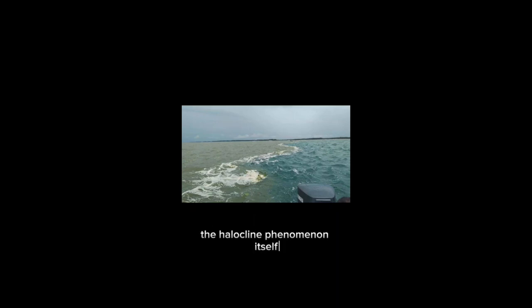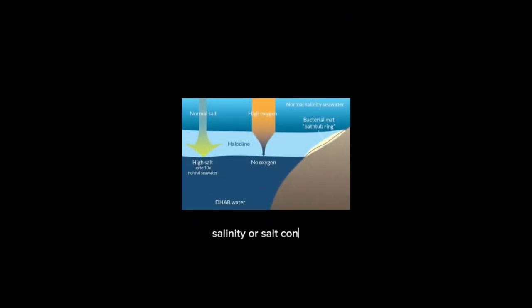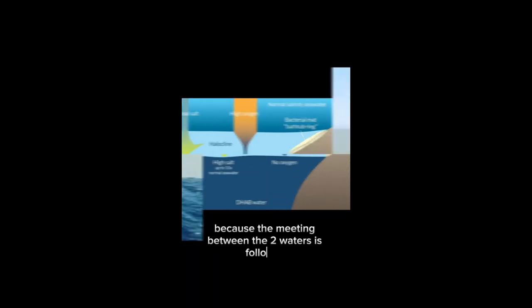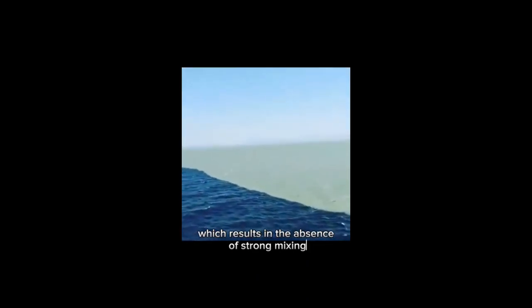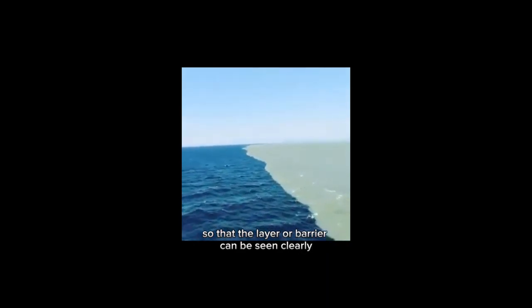The halocline phenomenon itself can occur due to differences in density, salinity, or salt content vertically, and density that are significant enough between water to cause the two waters to separate as if there is a barrier wall between them. The barrier itself can be seen because the meeting between the two waters is followed by a fairly weak wave current, which results in the absence of strong mixing so that the layer or barrier can be seen clearly.